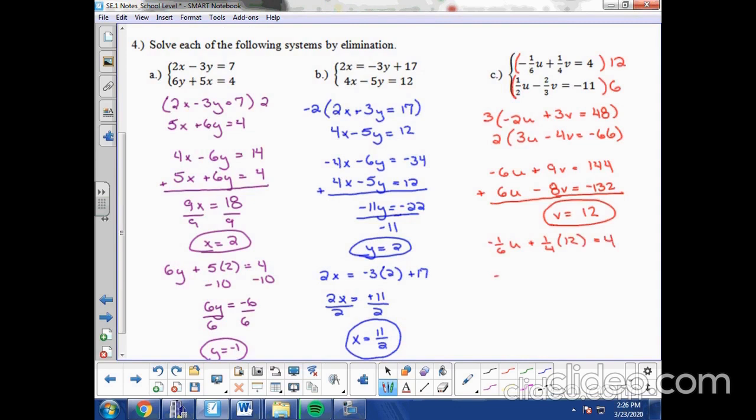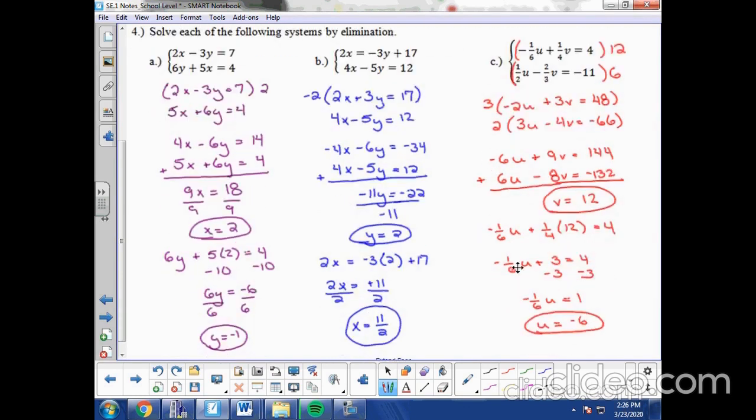1/4 times 12 is 3, so negative 1/6 u plus 3 equals 4. Subtract 3 from both sides, so negative 1/6 u equals 1. Multiply by negative 6, so u equals negative 6. There we have it. So fraction equations people often get a little bit confused on.